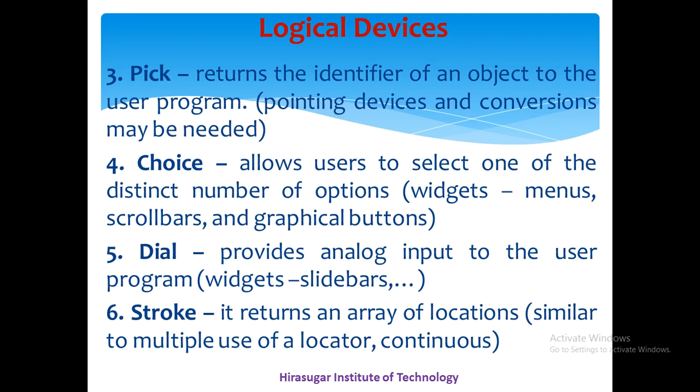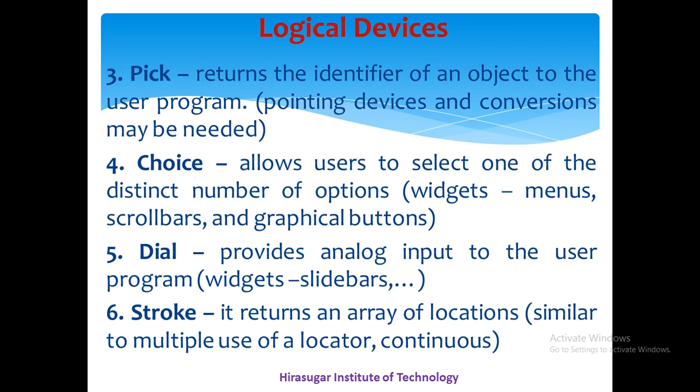Then next is the choice logical device. It allows users to select one of a distinct number of options, right? For example, drop-down menus. I think you have seen drop-down menus, right? Once you click one icon, it drops so many options. For example, in Microsoft Word, if you click File, then new file, save as, all those things are the options. You will get those options, and among those options, you will choose one choice.